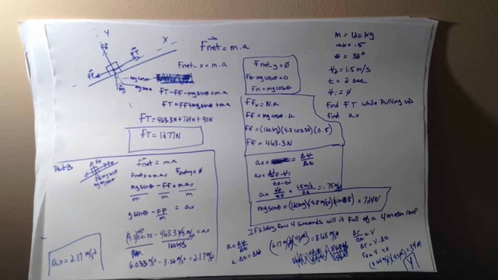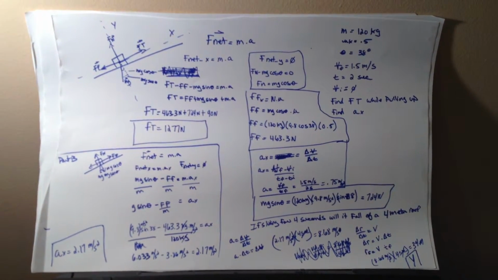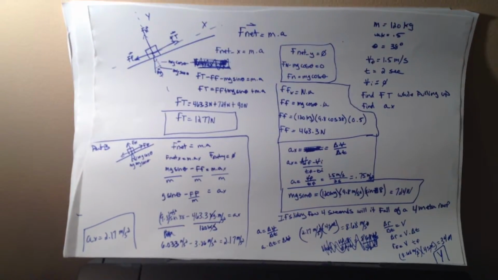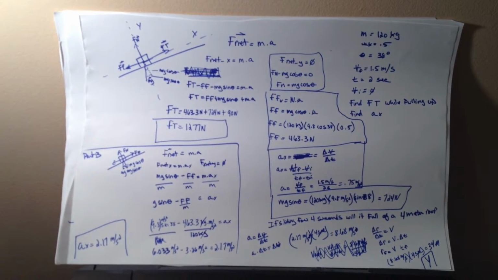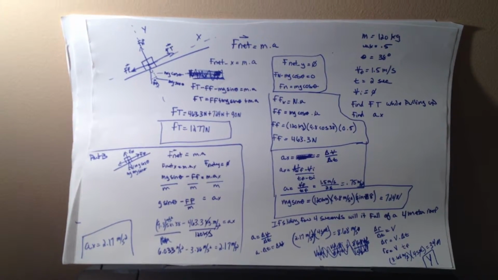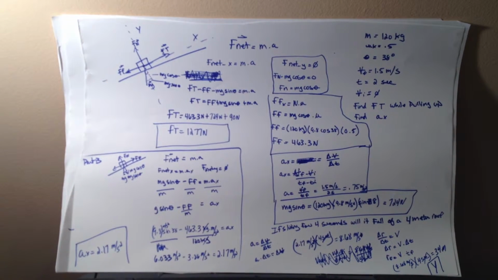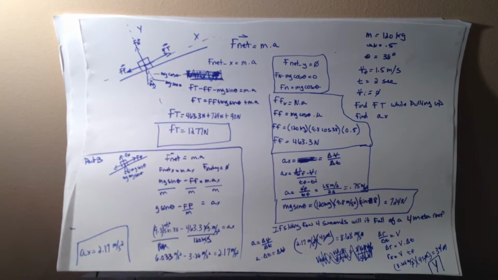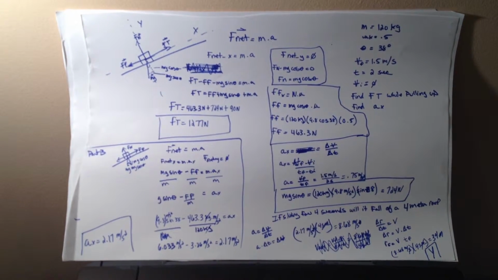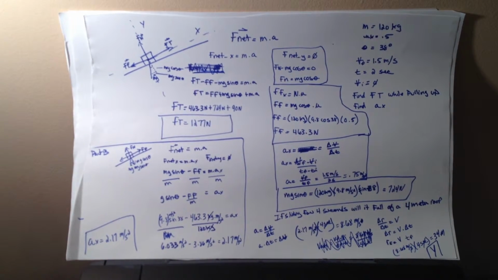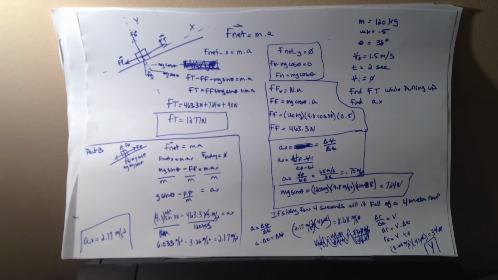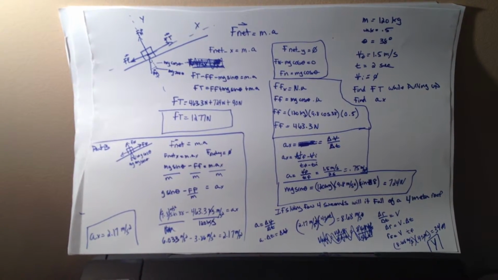We start off with a bunch of roofers pulling up packets of roofing shingles up a roof at a 38 degree angle pitch. They're pulling it up with a rope, and the coefficient of friction is 0.5. The mass is 120. The velocity they're pulling at is 1.5 meters per second, and they're doing it for 2 seconds. They started from rest, so the initial velocity is 0.